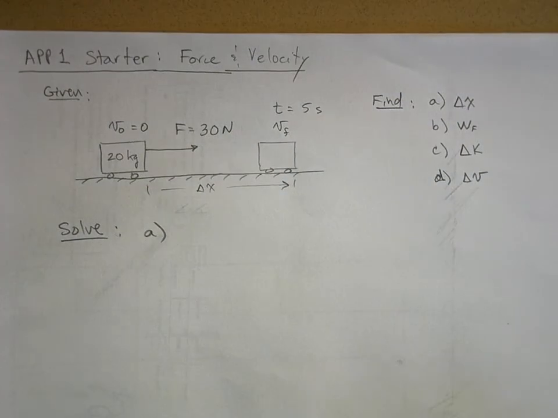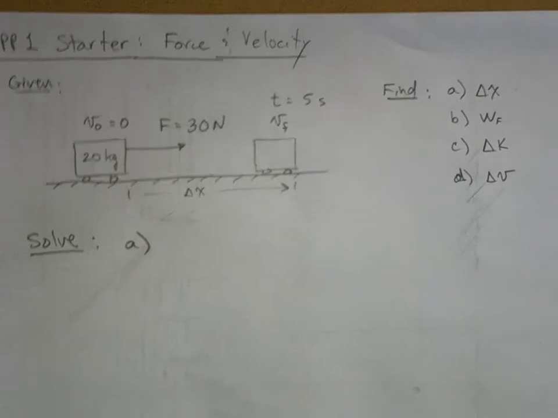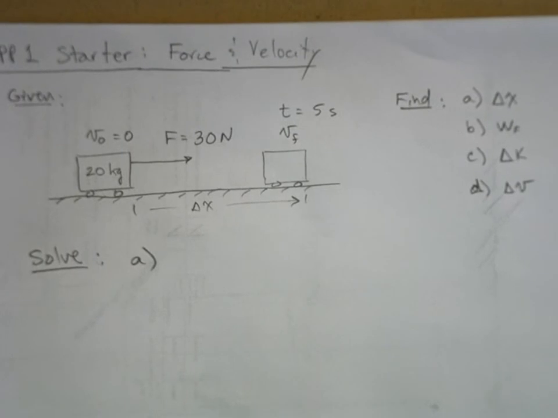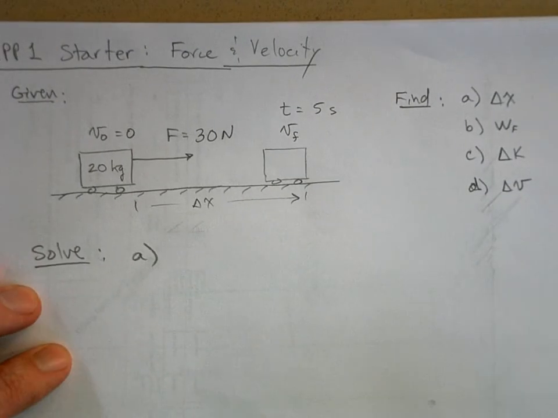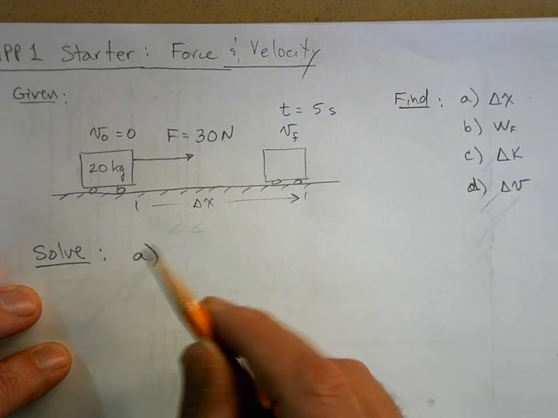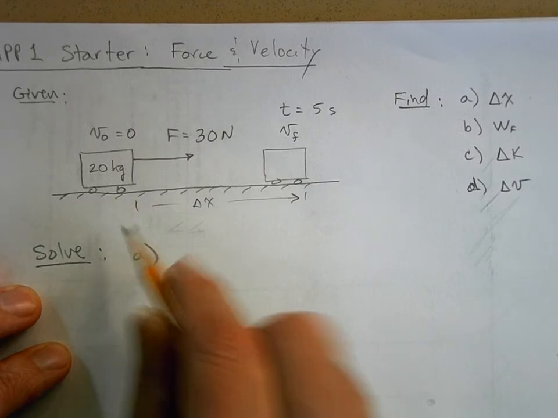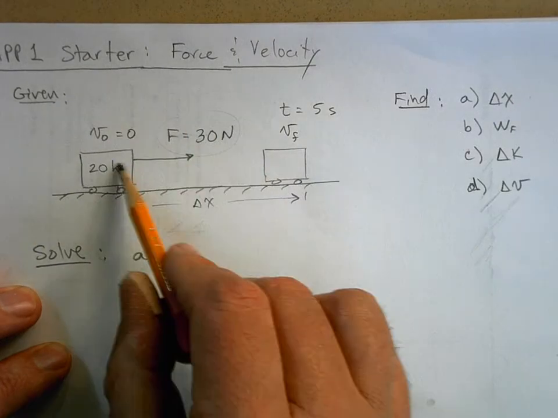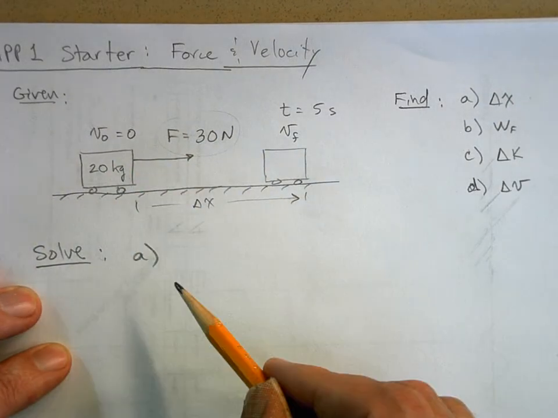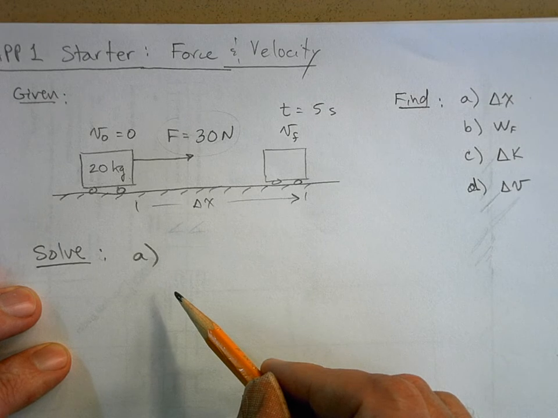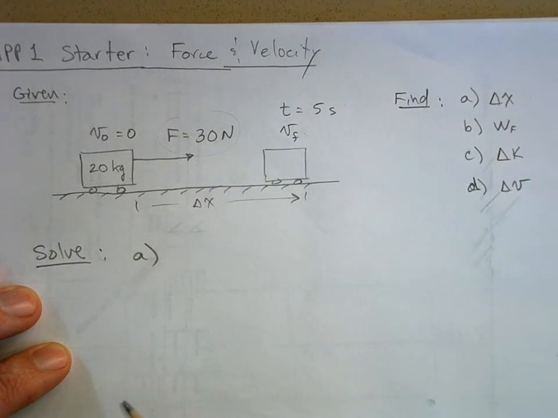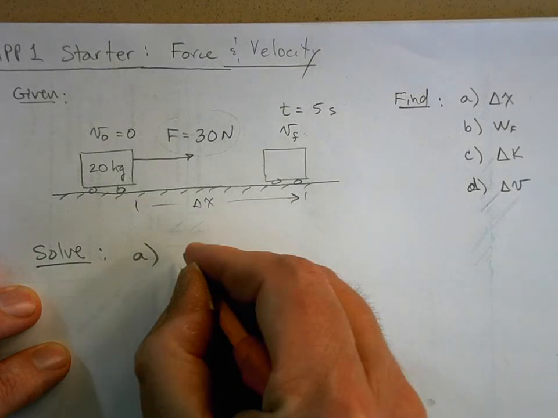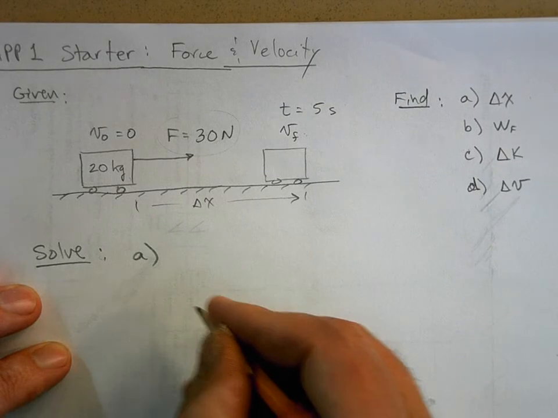For part A, let me zoom in a little bit. Well, I want to know delta x, but what do I know? I know the initial velocity. Because I know the force and the mass, I can figure out the acceleration. And I know the time, but I don't know the final velocity. I might have to find it later, but I'm not asked to find it, and I don't need it. So I'm going to use the third kinematic equation. When you don't need the final velocity, you use the third.